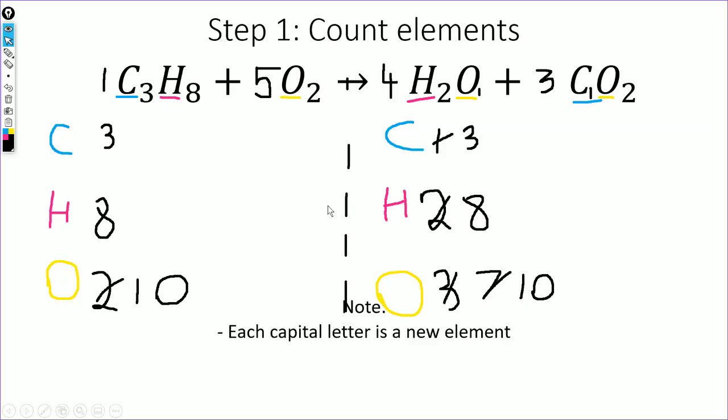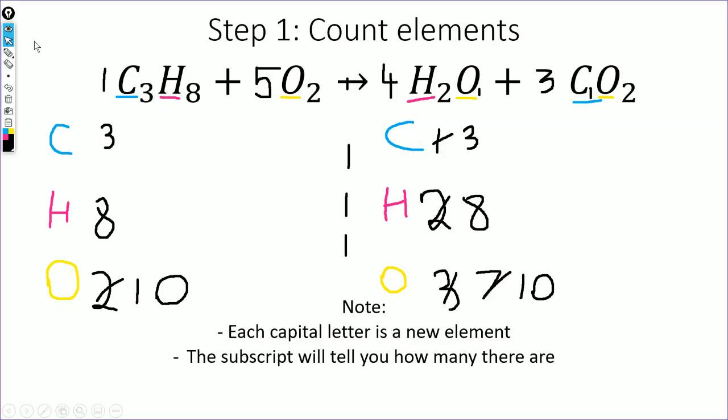Now, when you're counting these elements, you want to make sure you remember each capital letter represents a new element. So that's how I knew that this was carbon and oxygen, not cobalt. Cobalt would look like this. Capital C, lowercase o. Right now this is one element. But because it's a capital O, that's how I know it's two different elements, carbon and oxygen.